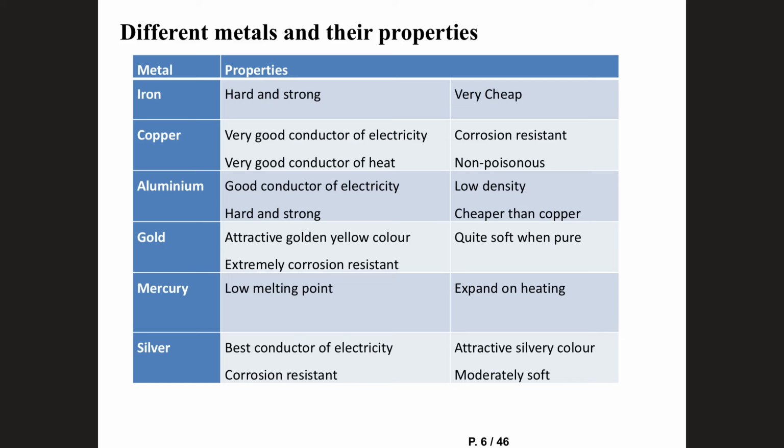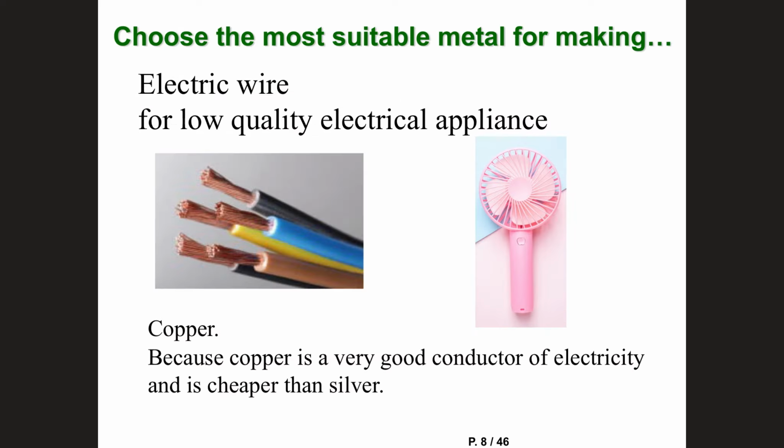Okay, time's up. In this table, we can see that silver is the best conductor of electricity. However, silver is not a good choice because silver is an expensive metal. Therefore, copper would be a better choice for that usage. It is because copper is a very good conductor of electricity and it is cheaper than silver.